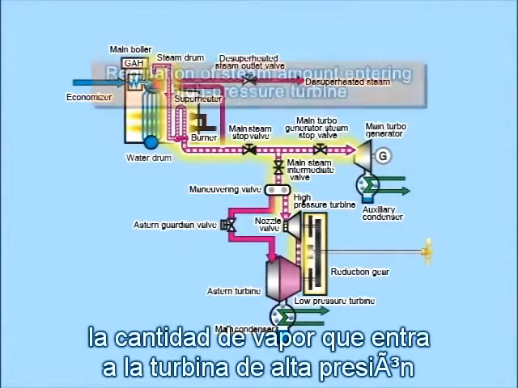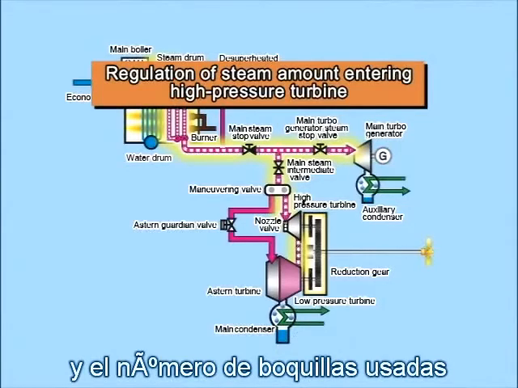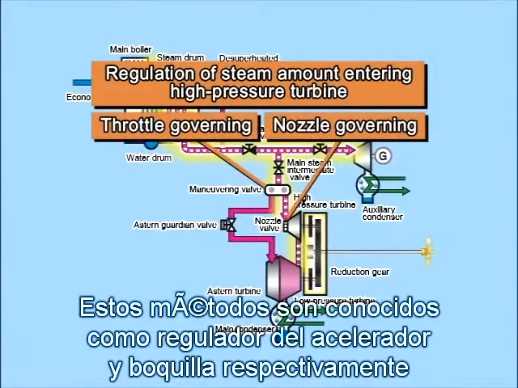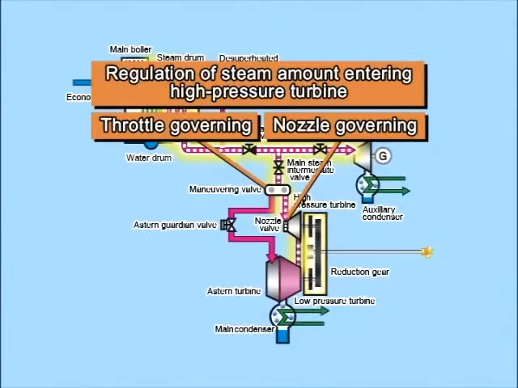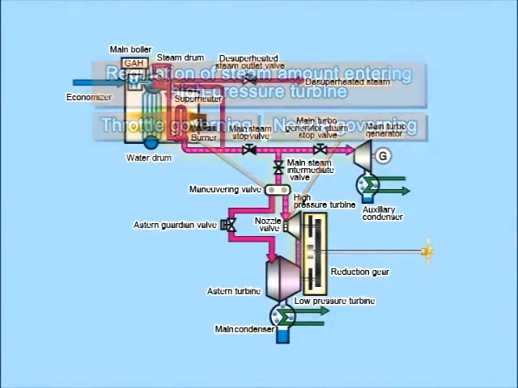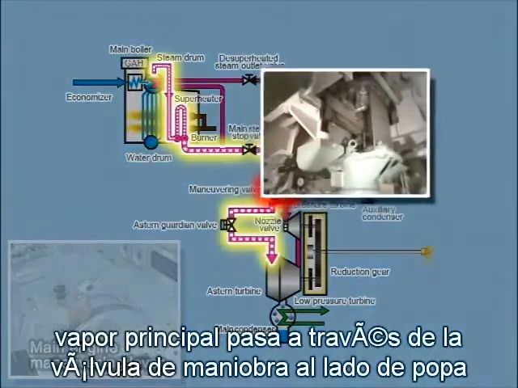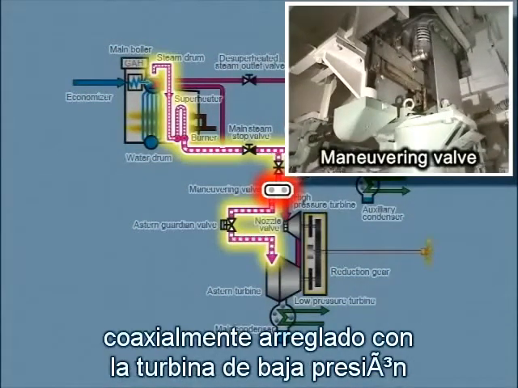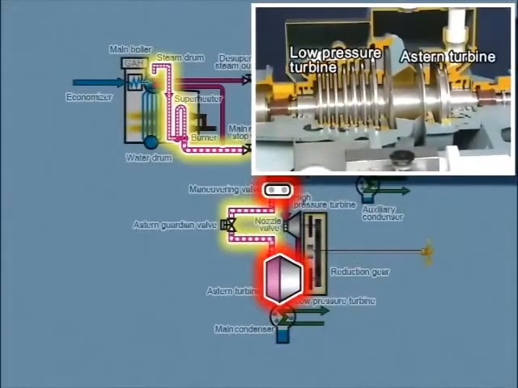The amount of steam that enters the high-pressure turbine is regulated by the opening of the maneuvering valve and the number of nozzles used. These methods are known as throttle governing and nozzle governing, respectively. This combined governing method is unique to steam turbines. When the main engine maneuvering lever is operated in the astern side, main steam passes through the maneuvering valve's astern side and is guided into the astern turbine, coaxially arranged with the low-pressure turbine. It then reverses the turbine rotors.